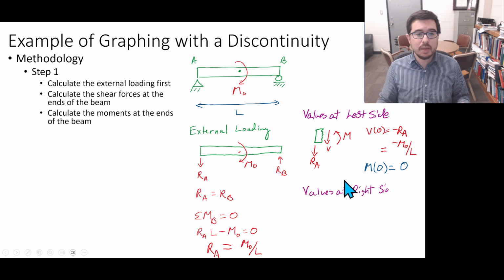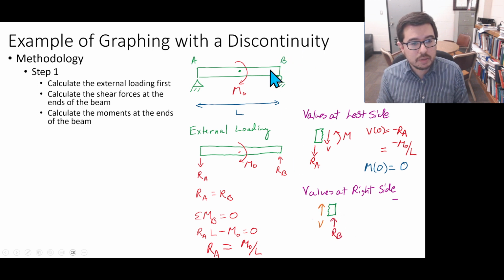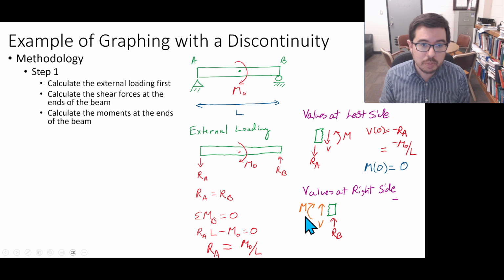Now let's look at what's happening on the right side. We are now looking at B, or this right side, and we have this R_B. We have internal shear force V and internal bending moment M.